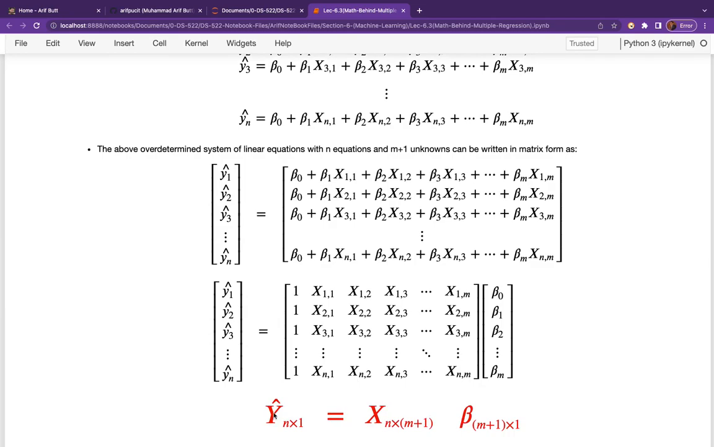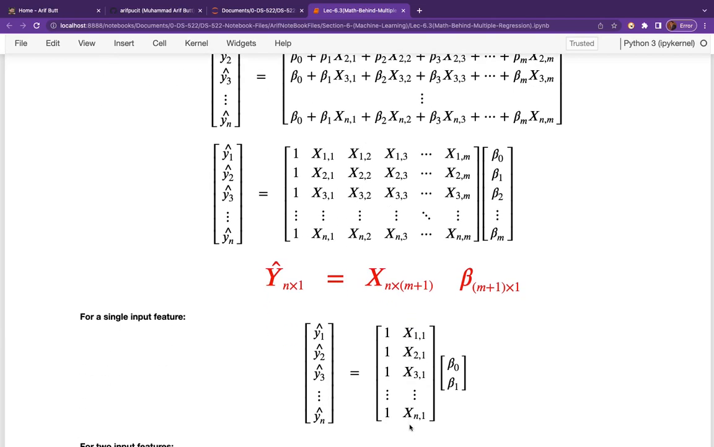And this y hat is actually an n by 1 matrix or an n-dimensional column vector. This beta is an m plus 1 dimensional column vector. And of course, this X is an n by m plus 1 matrix.